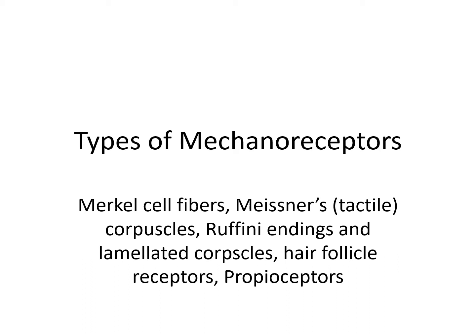Let's look at the different types of mechanoreceptors. And many of these you learned already in SCB 203. For example, Merkel cell fibers or Merkel cell discs, Meissner's or tactile corpuscles, Ruffini endings, and Pacinian or lamellated corpuscles. So many of these are named after people, and that's why they're capitalized. Also, hair follicle receptors and proprioceptors.